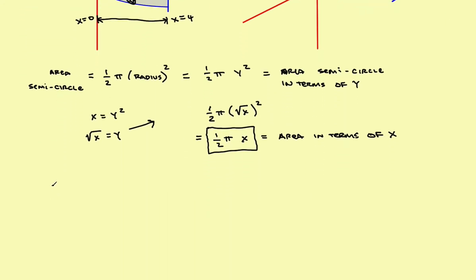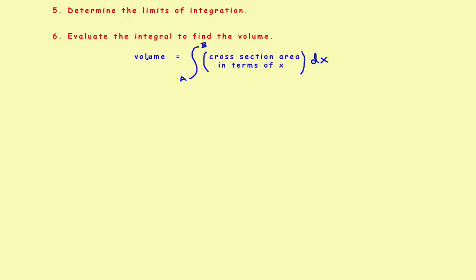So now I finally want to do the volume. The volume is going to be equal to the integral, and I know it goes from 0 to 4, of the area of the cross-section in terms of x, which is 1/2 pi times x. And then the whole thing is dx. That is nothing more than this equation right here: volume is equal to the cross-sectional area times dx. So it's just a matter of putting that in. Now let's go ahead and evaluate that integral.